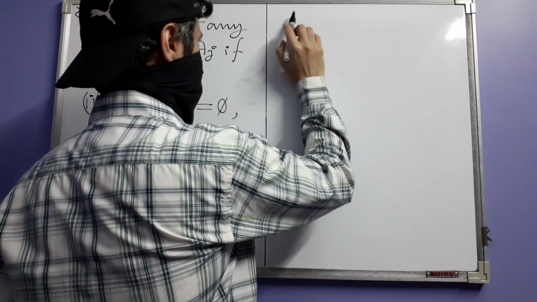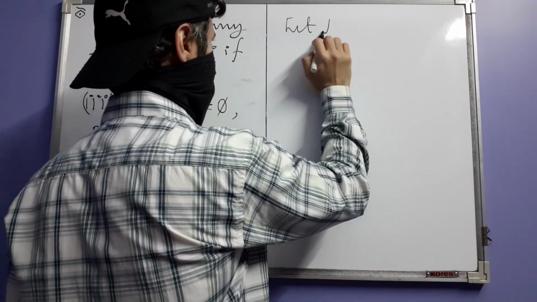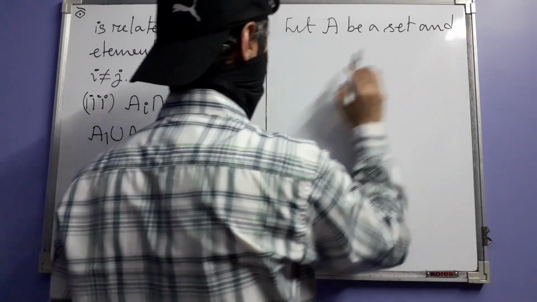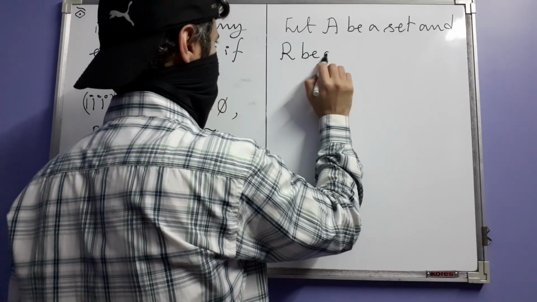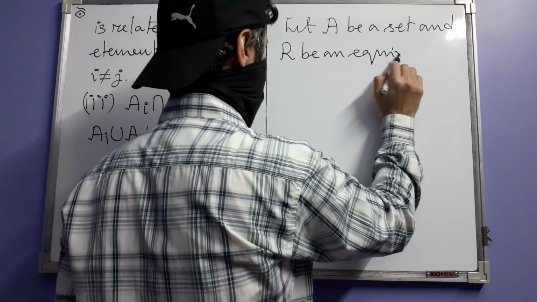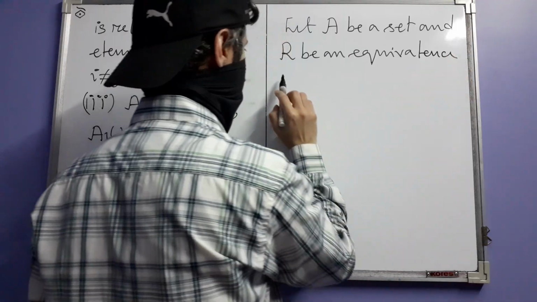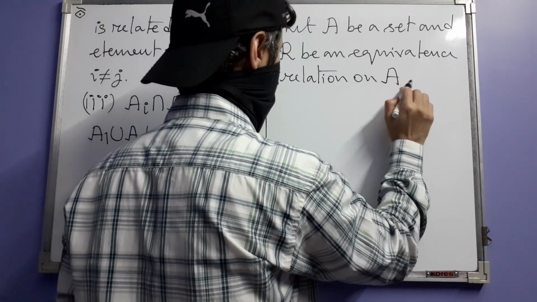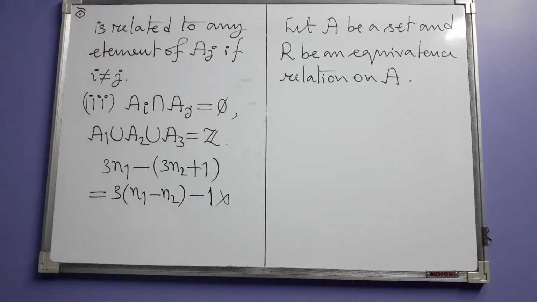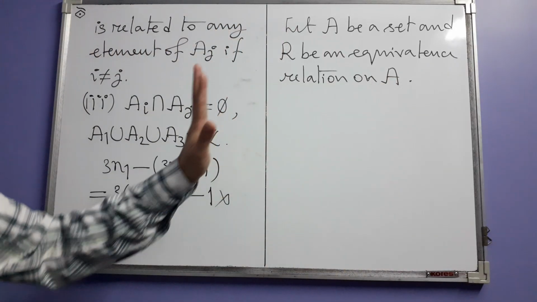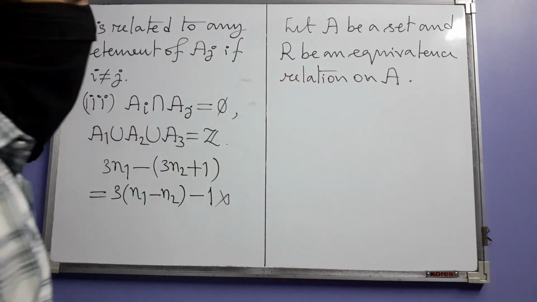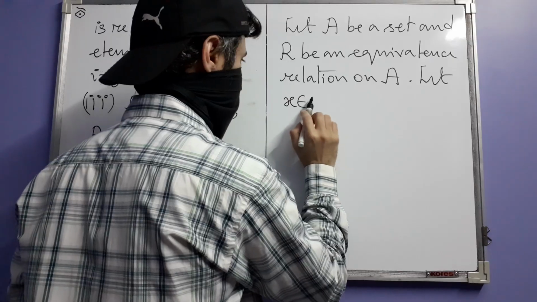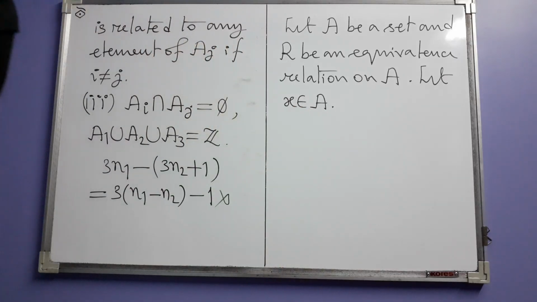Let us consider this general situation. Let A be a set and R be an equivalence relation on A. Okay, fine, it's a simple matter. There is a set and there is an equivalence relation. Let X be any element of A.